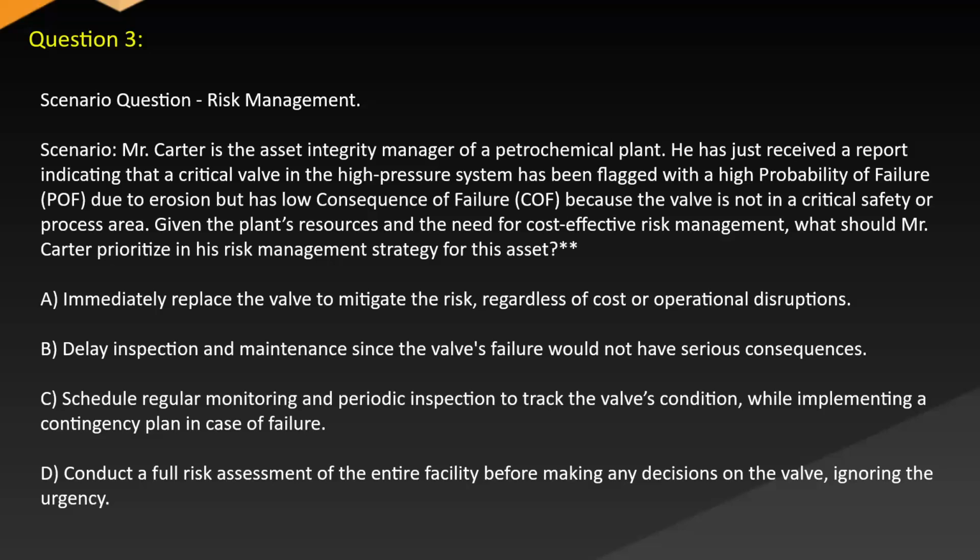A. Immediately replace the valve to mitigate the risk regardless of cost or operational disruptions. B. Delay inspection and maintenance since the valve's failure would not have serious consequences. C. Schedule regular monitoring and periodic inspection to track the valve's condition while implementing a contingency plan in case of failure. D. Conduct a full risk assessment of the entire facility before making any decisions on the valve, ignoring the urgency.